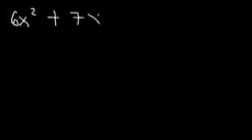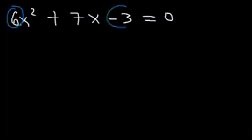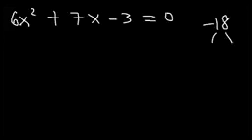Let's try another problem like the last example: 6x squared plus 7x minus 3 is equal to 0. Solve this quadratic equation by factoring and by using the quadratic formula. The leading coefficient is not 1, so we need to multiply 6 and negative 3. 6 times negative 3 is negative 18. Now what two numbers multiply to negative 18 but add to the middle term 7? This is 9 and negative 2. 9 times negative 2 is negative 18, but 9 plus negative 2 is 7.